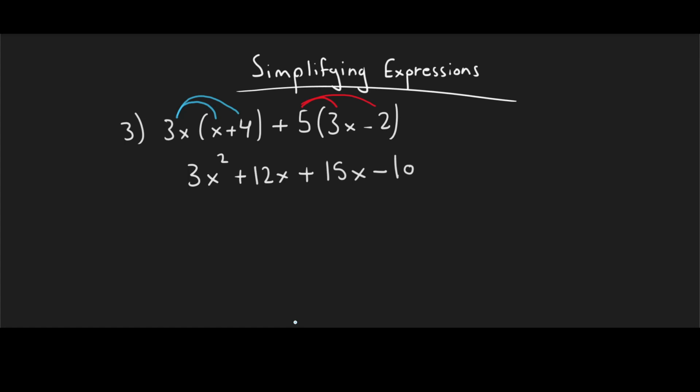Now we can look at the like terms and start to combine. So we have the x squared, which is one term. We have the x, where we have the 12x and the 15x. Also, we have the 10 over here. Okay, so combining the like terms, the 3x squared stays the same. Combining the 12x plus 15x, we would get plus 27x, and the negative 10 stays on its own. So the final answer is 3x squared plus 27x minus 10.